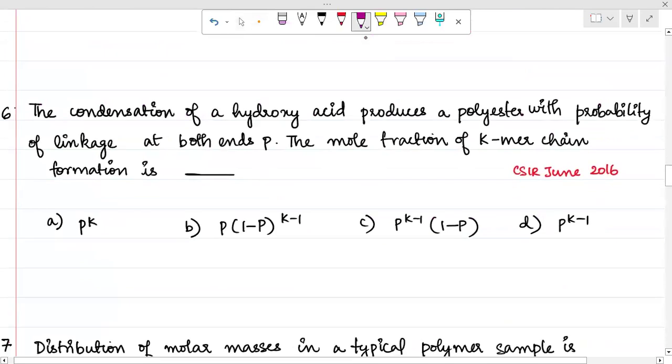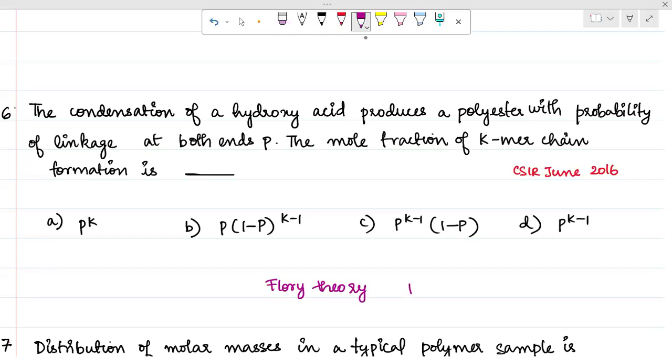Question number 6. The condensation of a hydroxy acid produces a polyester with probability of linkage at both ends P. The mole fraction of a K-mer chain formation is. So we have learned in terms of N-mer, they have asked a K-mer. This is according to the Flory's theory. We do know that the total probability is equal to probability of linkage, P to the power K minus 1, into probability of not linkage, 1 minus P. We have learned this in our class. Option C is the correct answer.